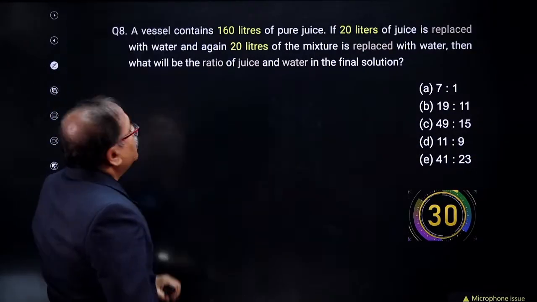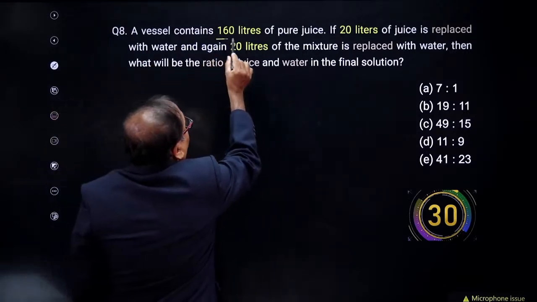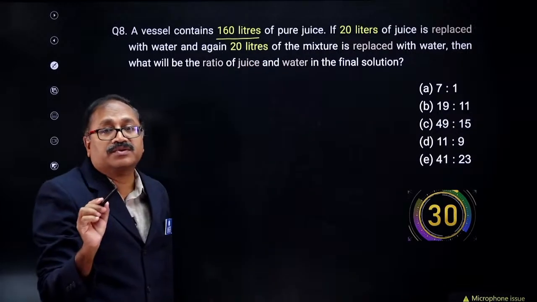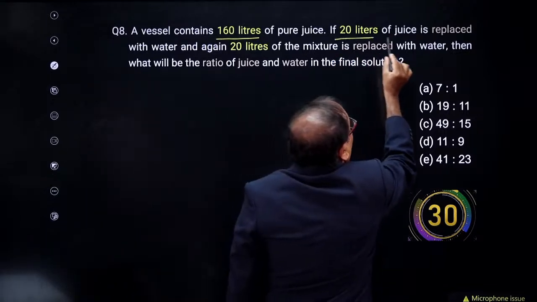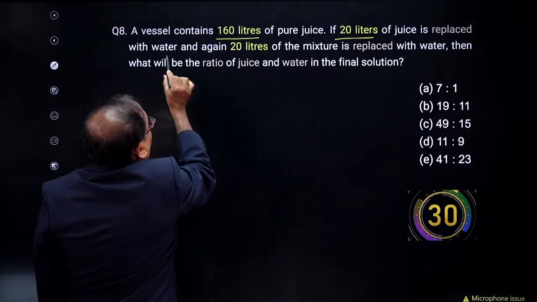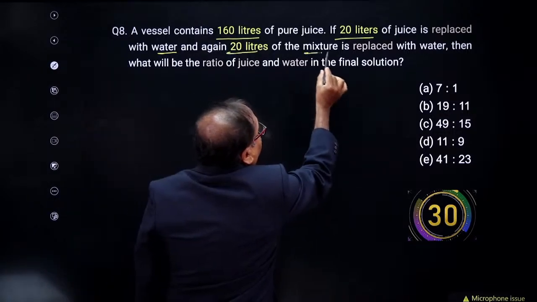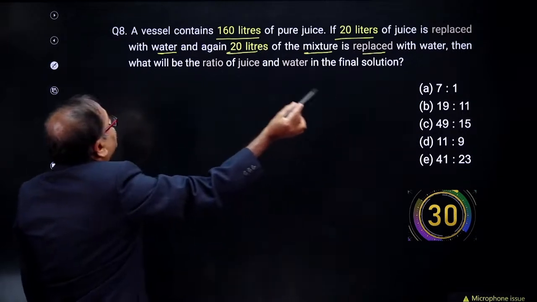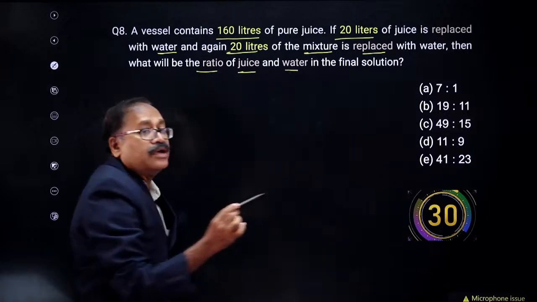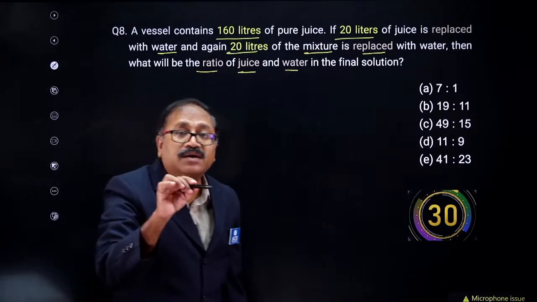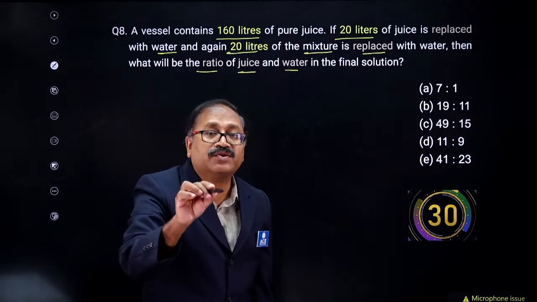Now, here is your next question, Anusha. A vessel contains 160 liters of pure juice. You know, alligation mixture, one question comes. Now, 20 liters of juice is replaced with water. Again, 20 liters of mixture is replaced with water. Then what will be the ratio of juice to water in the final solution? They are asking the ratio, not the quantity.